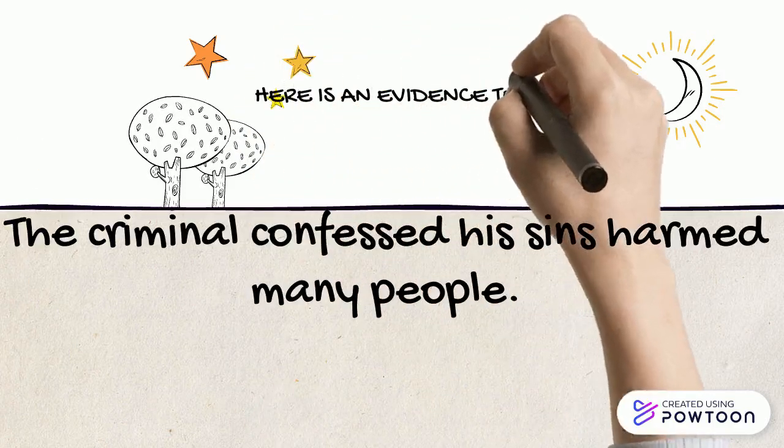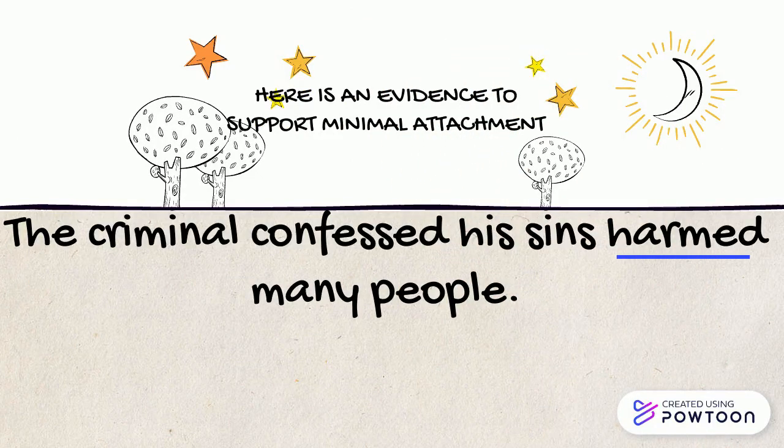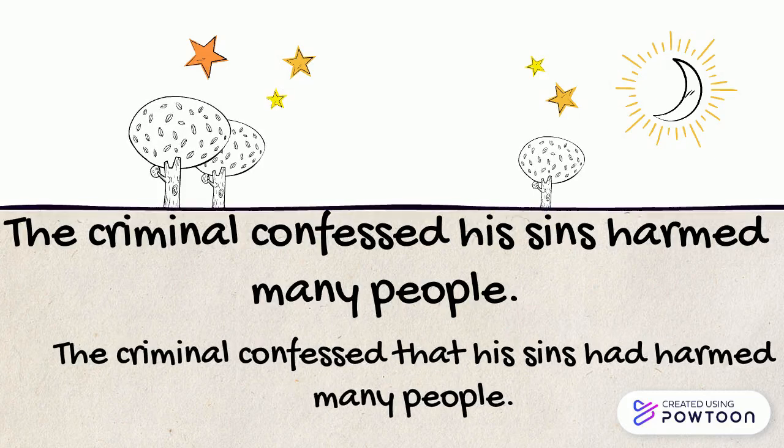Eye movement data shows this slowdown in comprehension when the reader reaches harmed, and longer overall reading time relative to the sentence, The criminal confessed that his sins had harmed many people. The complementizer that prevents the reader from ever considering that his sins might be the object of confessed. So the correct analysis is that his sins is the subject of harmed many people.